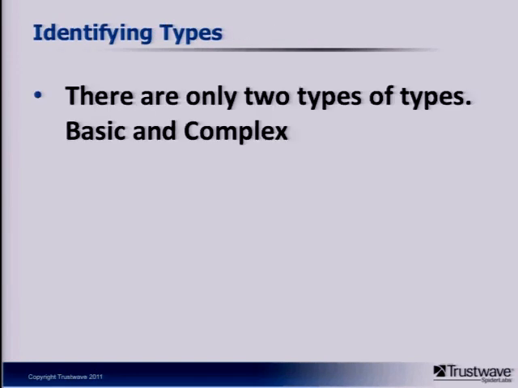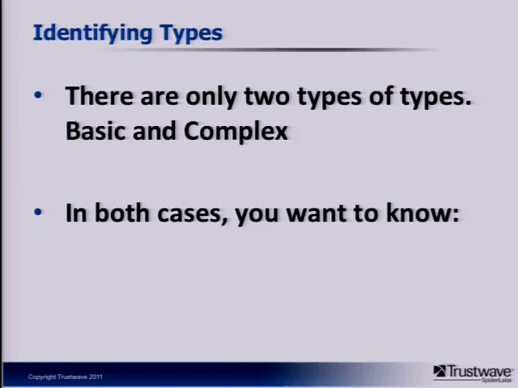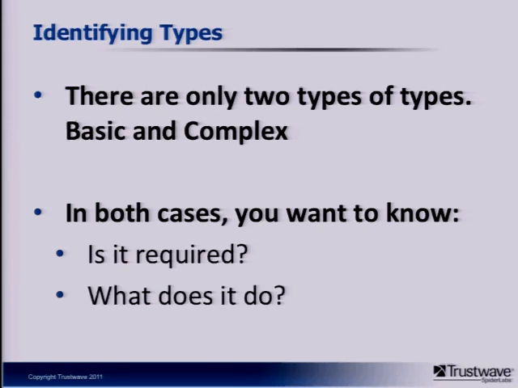As you're going through the application, you want to identify what types are in the application. Usually the type system is composed of basic and complex types, which means something simplistic versus something complex like an object. In both cases, you're really concerned with, is this information required? And then what does it do, right? Those are the two questions you're going to be asking the application as you interface with it.